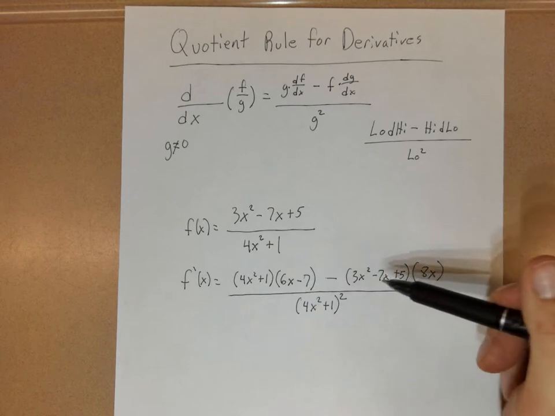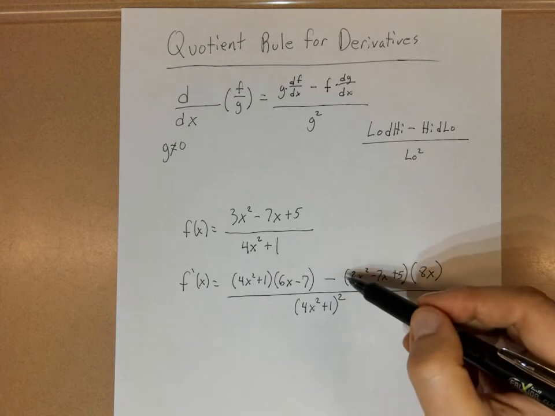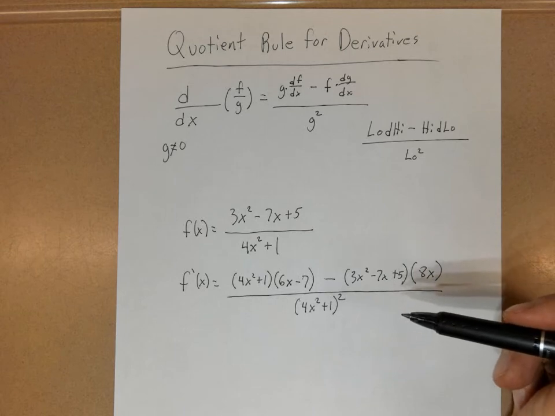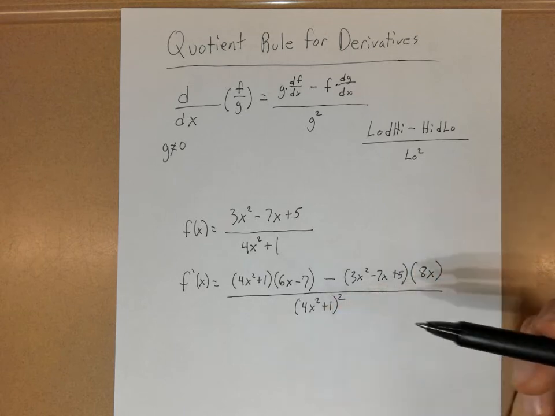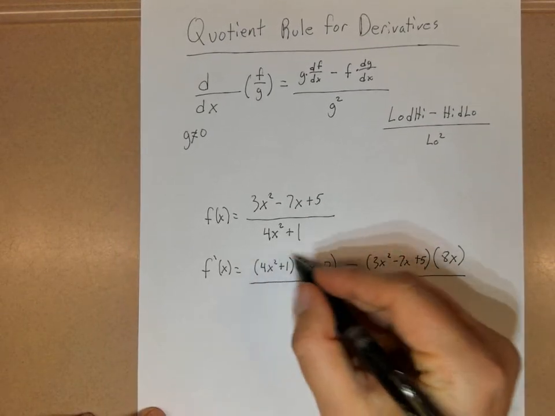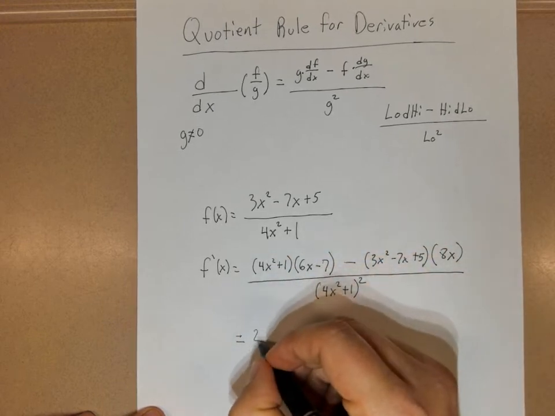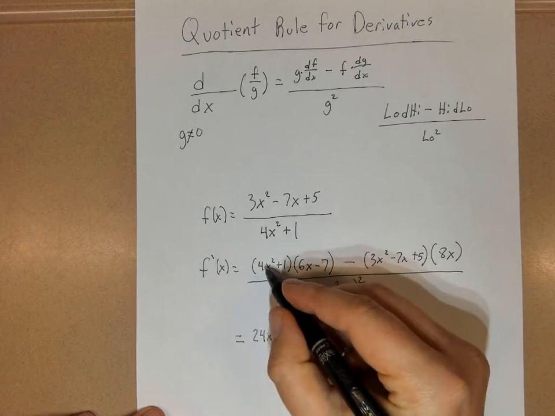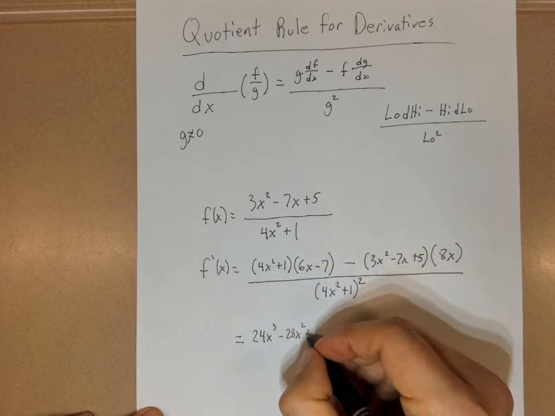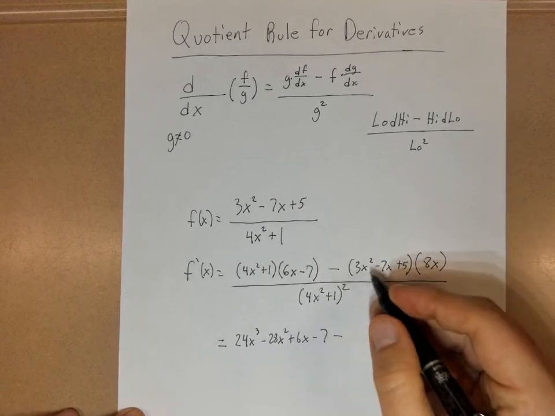Some teachers may have you simplify this. If you were to simplify it, you'd have to FOIL the left side here, distribute this 8x on the right side, and if you had to, you could FOIL out the denominator as well. I don't think that's necessary, but if you had to do that, if I'm going to FOIL out this top part, 4x squared times 6x is going to be 24x to the third. You'll have minus 28x squared plus 6x minus 7, and then over here we'll subtract.